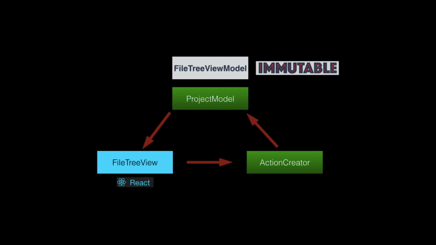And when that changes, it sends a message to the tree to re-render. Anytime a UI event comes in, that goes to the action creator, which then causes updates in the model, which then will cause a re-render. So it becomes a very simple flow. You don't have messages going back and forth between things.